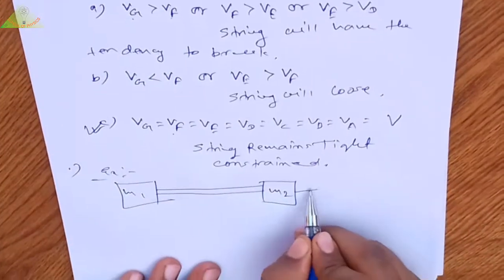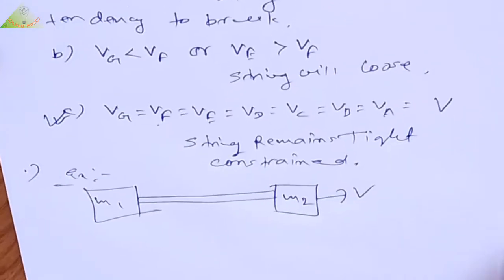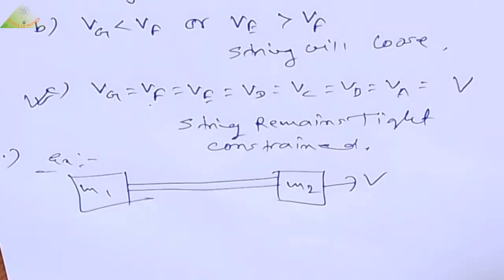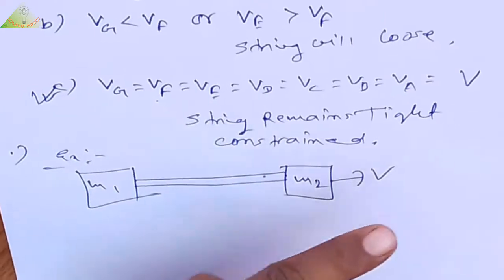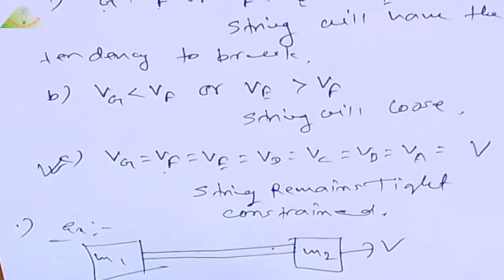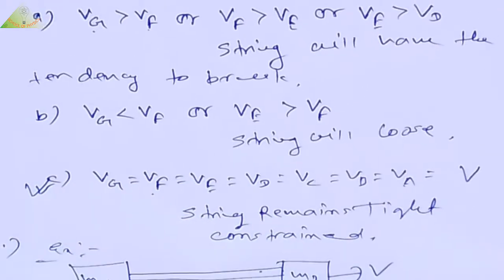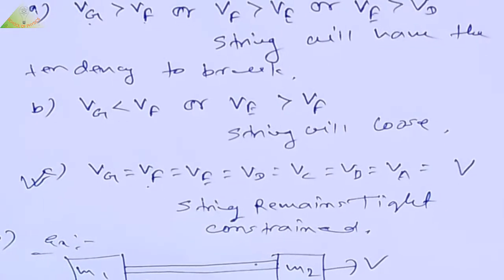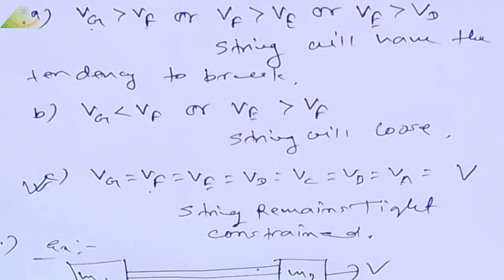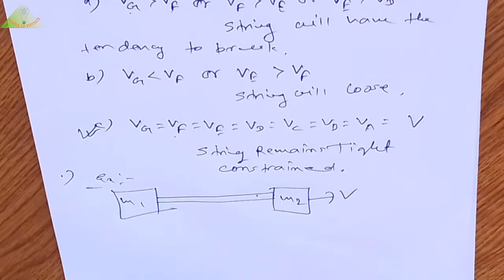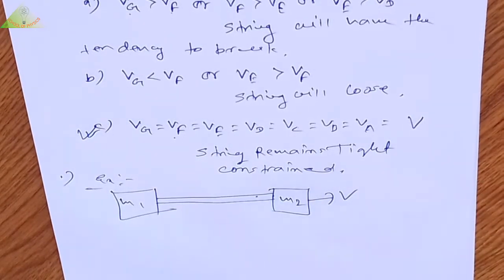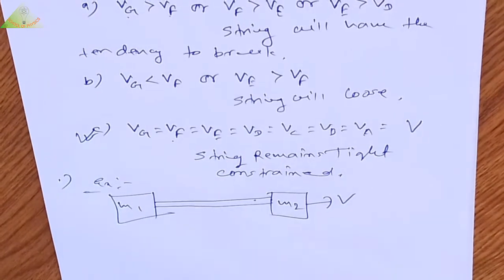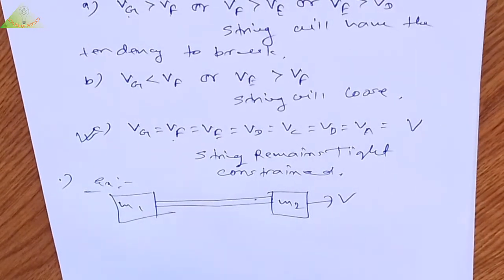If I am saying that this block is moving with velocity v and the string is constrained, it means all the points along the direction of the string. You just remember this very important point. So the point I am repeating again is that if the string is constrained, all the points on the string will have the same velocity along the direction of the string. This is very important, along the direction of string.